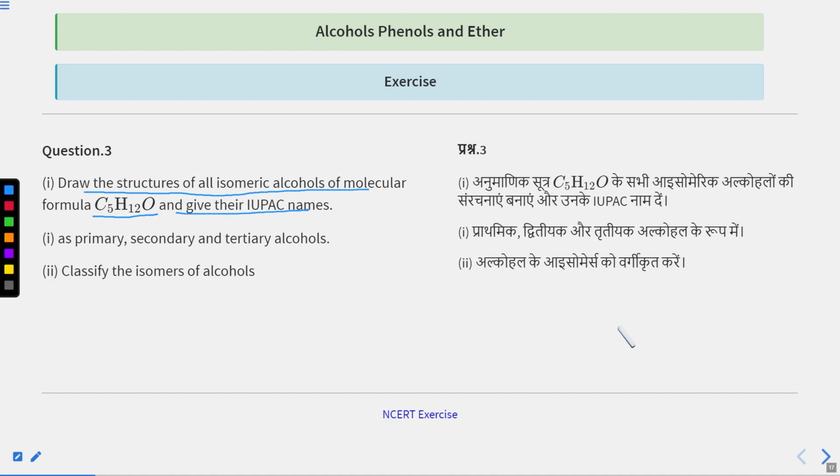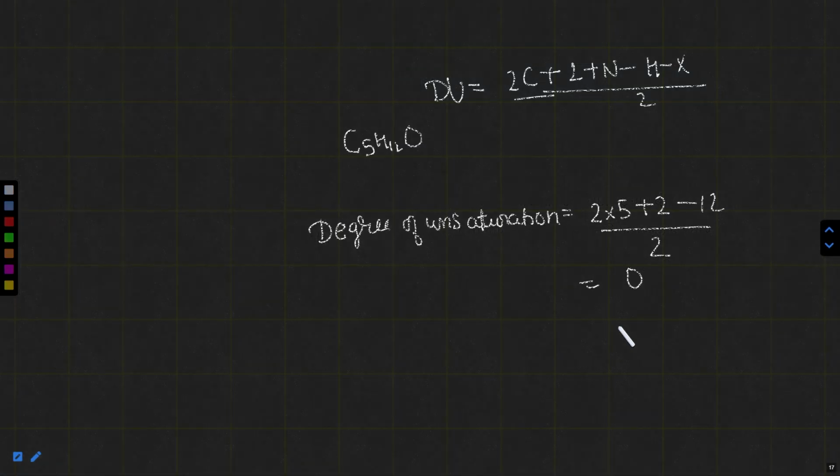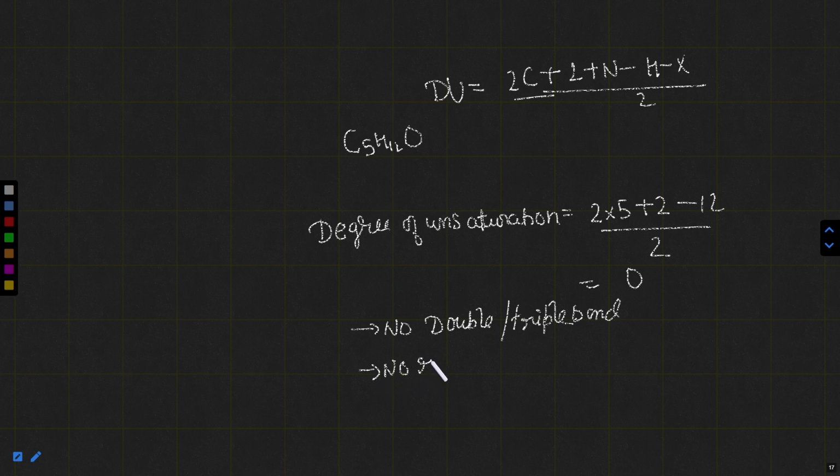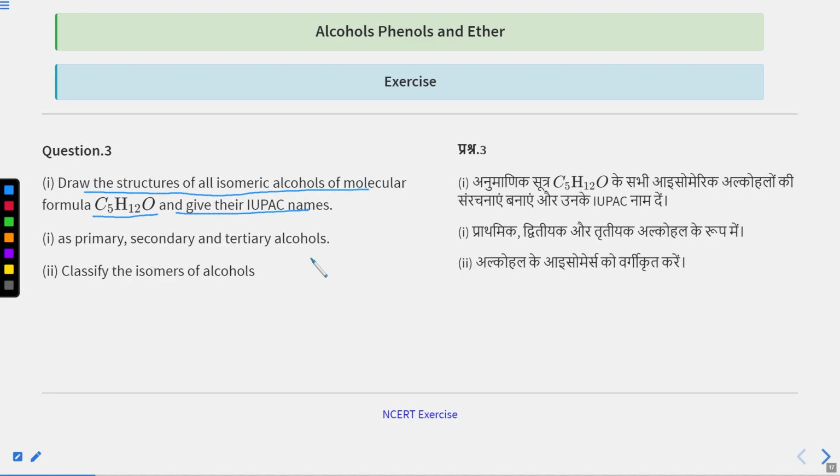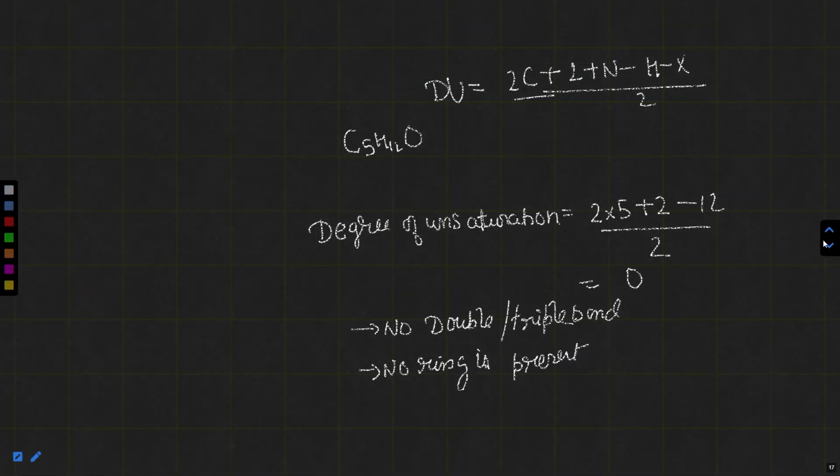Which means that there is no ring or no double bond. So if degree of unsaturation is 0, I am writing it: no double or triple bond, and no ring is present. So these two things can be analyzed from the degree of unsaturation. Let us now try to write the structure.